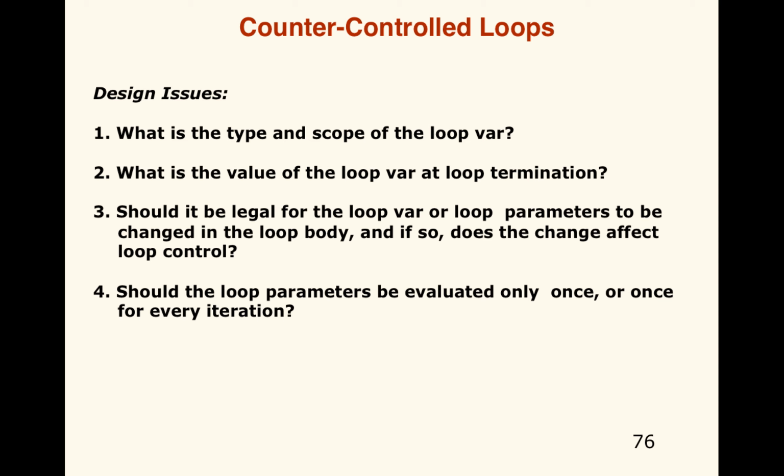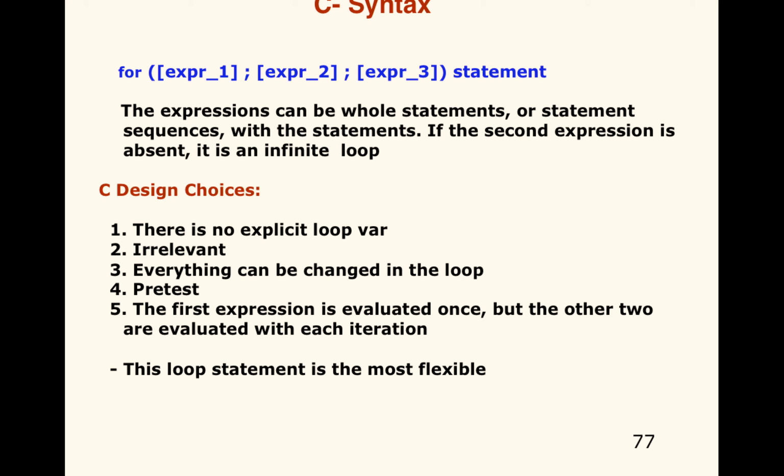Should the loop parameters be evaluated only once or once for each iteration? Well, int i = 0 is only evaluated one time. And in that particular example, the second two statements, i < 10 and i++, are evaluated each time the loop is iterated.